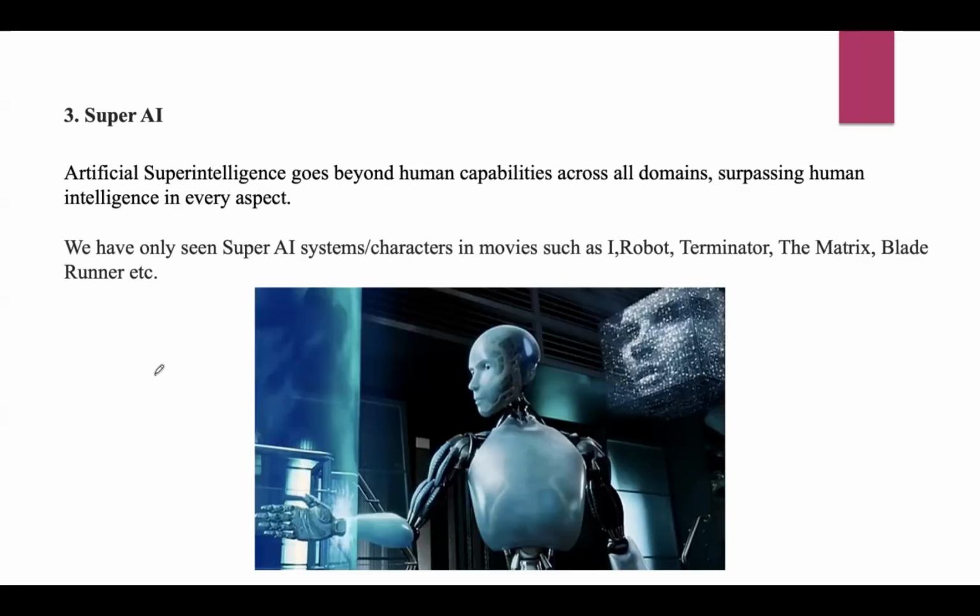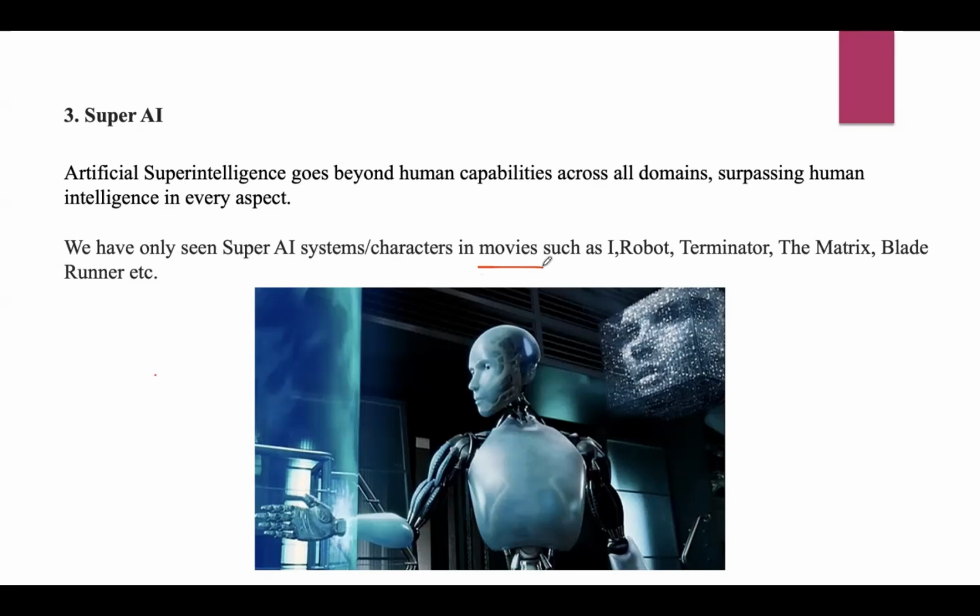And the third one is artificial superintelligence or super AI, which refers to a hypothetical AI system that surpasses human intelligence and cognitive abilities in every aspect. This super AI possesses intellectual capabilities far superior to the best human minds across all domains. If you want an example for this, actually, there is no ASI. This artificial superintelligence does not exist yet, and it remains a topic of speculation and theoretical exploration only. We have just seen super AI systems or characteristics in movies like iRobot, Terminator, The Matrix, Blade Runner, etc.